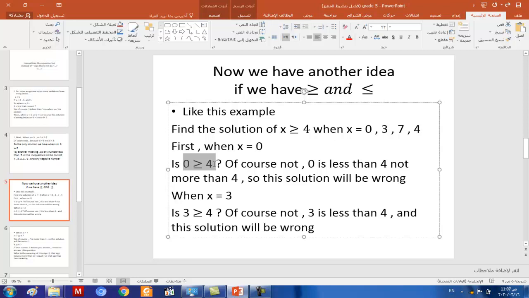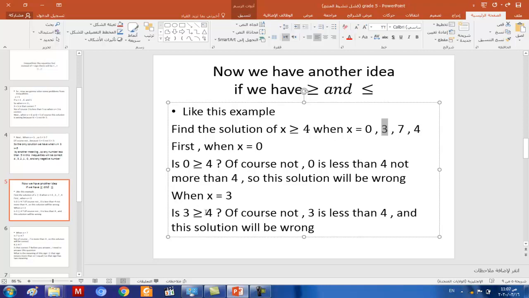0 is less than 4, not more than. So this answer will be wrong. When x equals 3, the next one, substitute in x by 3. Is 3 less than 4, and the solution will be correct or not?